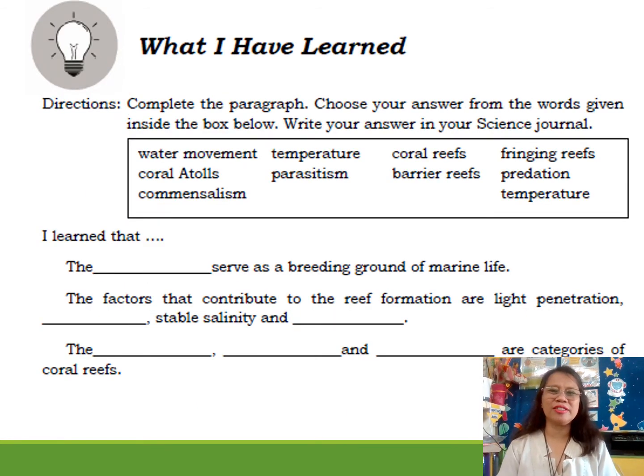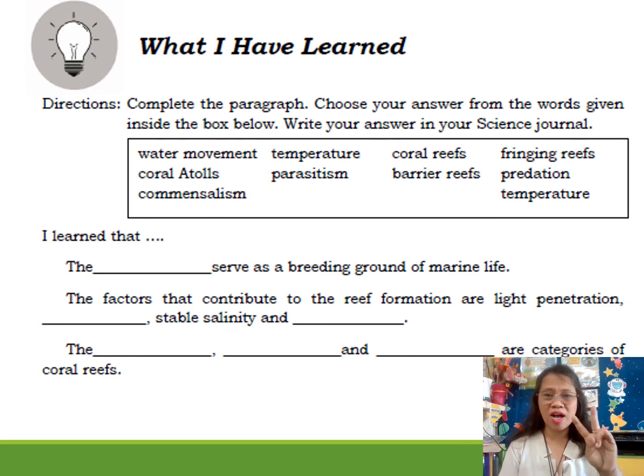Okay, what I have learned. Complete the paragraph. Choose your answer from the words given inside the box below. Write your answer on your answer sheets. So you have there the words to choose. We have water movement, coral atolls, commensalism, temperature, parasitism, coral reefs, barrier reefs, fringing reefs, predation, and temperature. There are only 5 blanks there. The blanks serve as breeding ground of marine animals.